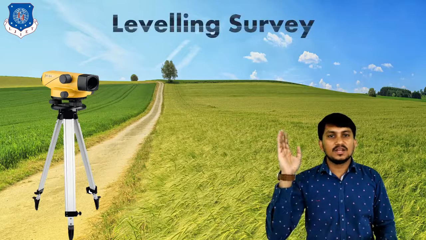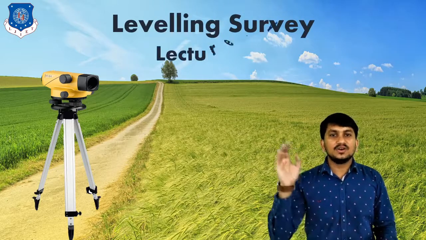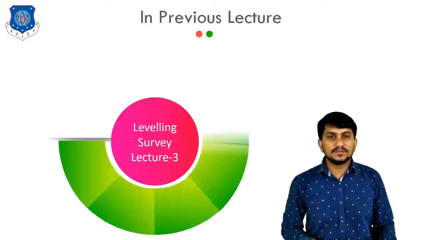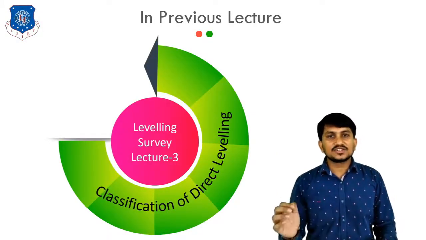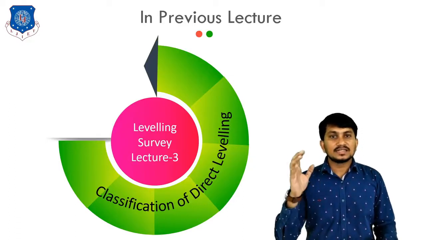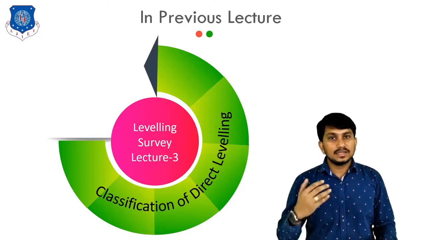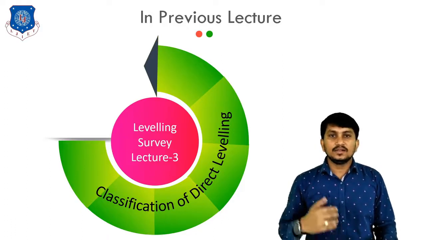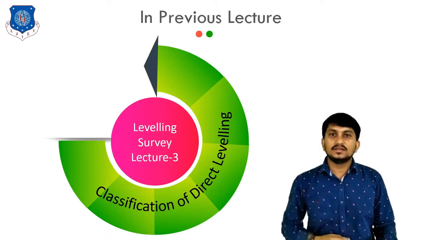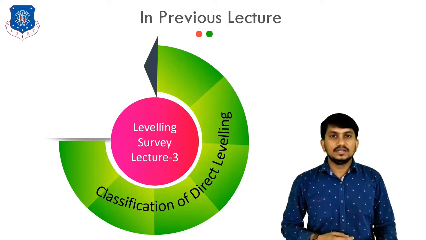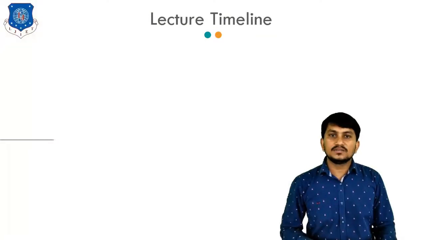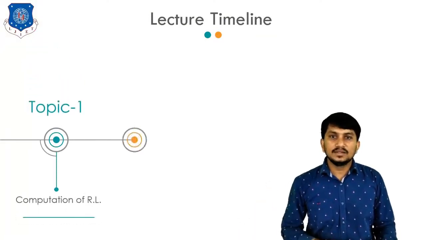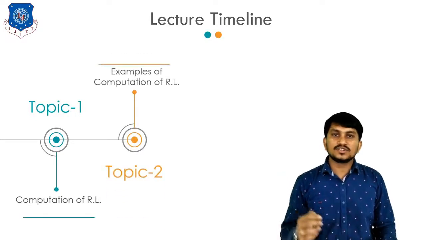Today's topic is about leveling survey. This is the fourth lecture of this topic. In the previous lecture, lecture number 3, we discussed the classification of direct leveling, in which there are 7 types of leveling: simple leveling, differential leveling, fly leveling, profile leveling, cross-section leveling, check leveling, and reciprocal leveling. In today's lecture, we will cover the computation of RL and various examples of computation of RL.